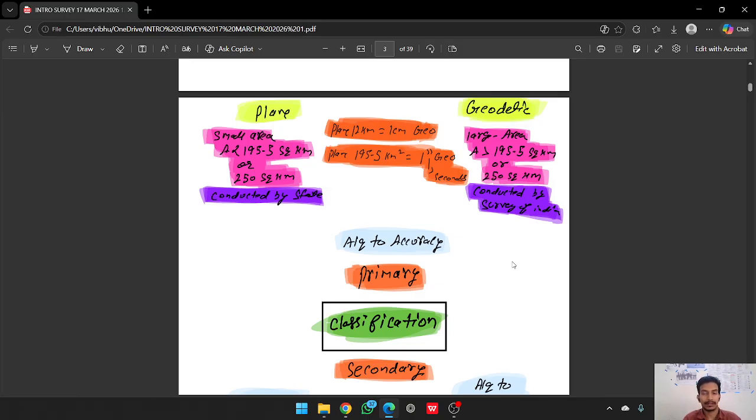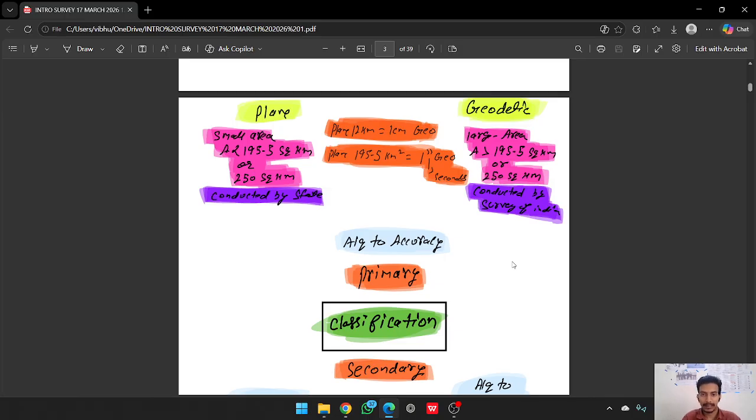So here the formula is like this. In plane survey, 12 kilometer is equal to 1 centimeter geodetic survey. It means if we move 12 kilometer, then in the geodetic survey 1 centimeter of angular difference will happen. That's why we put plane 12 kilometer is equal to 1 centimeter geodetic survey. In geodetic survey, we include the curvature of the earth.